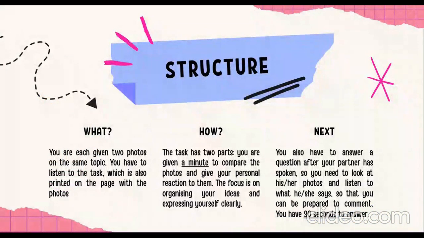The structure of it is the following. Number 1. You are each given 2 photos on the same topic. You have to listen to the task, which is also printed on the same page with the photos. Number 2. The task has 2 parts. You are given only 1 minute to compare the photos and give your personal reaction to them. The focus is on organizing your ideas and expressing yourself clearly.